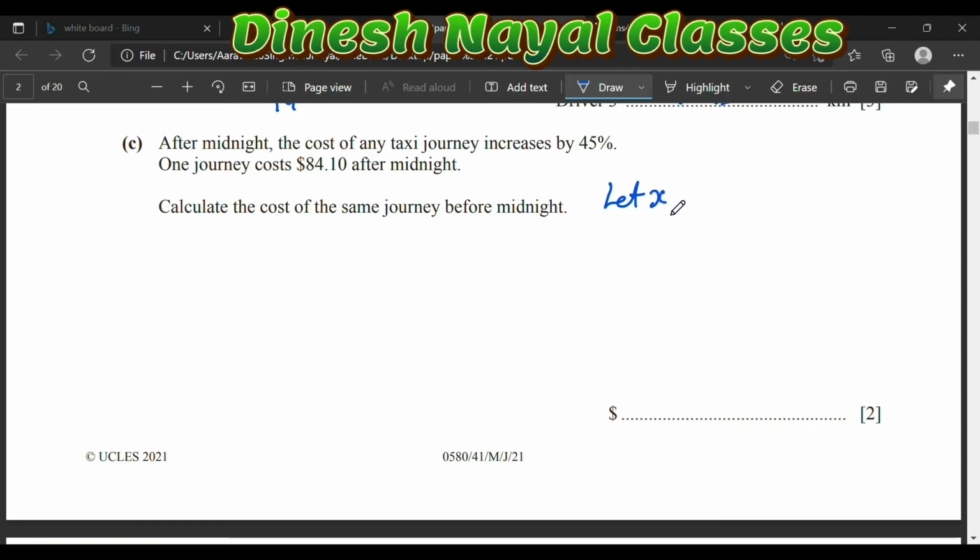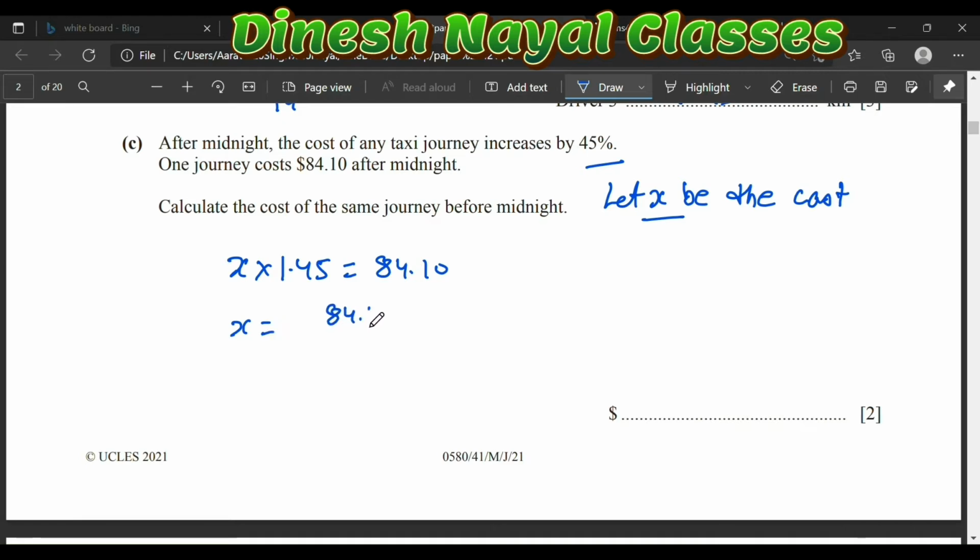So let X be the cost of the journey before midnight. Now we know that there is an increase of 45%. So using the multiplier, X times 1.45 equals 84.10. So X will be 84.10 divided by 1.45. Now putting this in a calculator, we get 58. So the answer is $58.